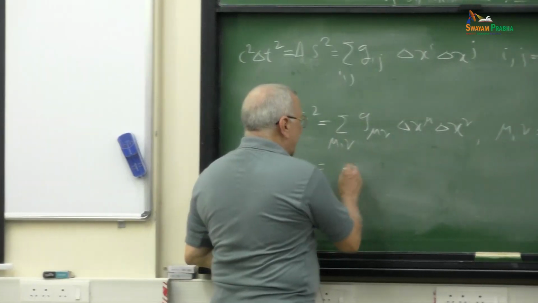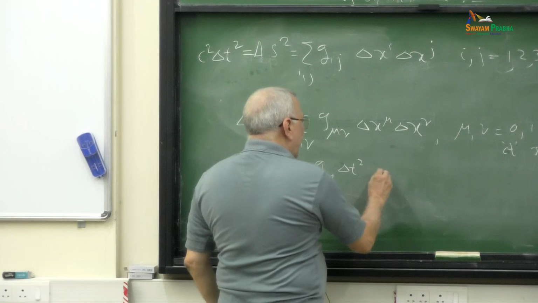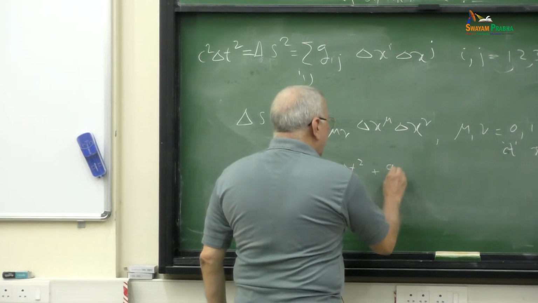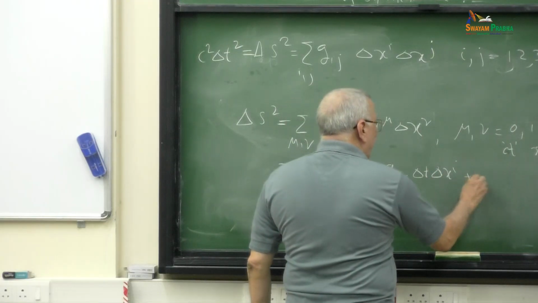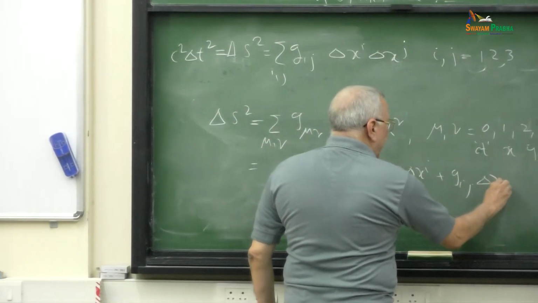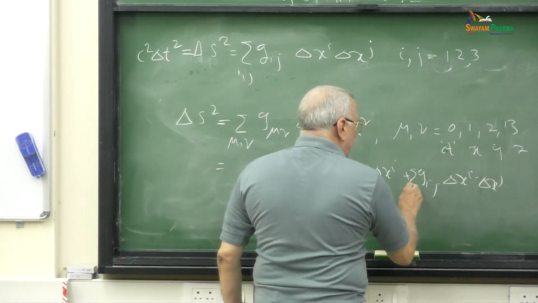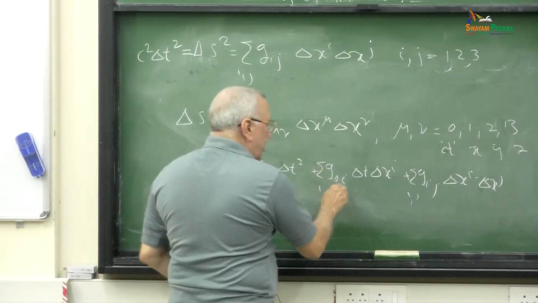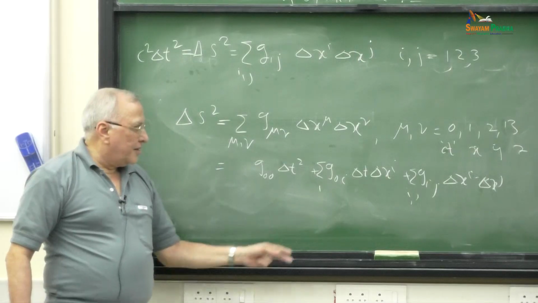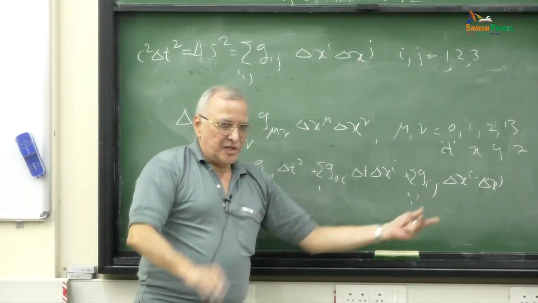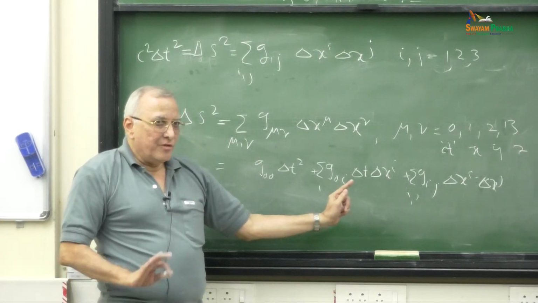So I can write it as, say, g00 delta t square plus g0i delta t delta xi plus gij delta xi delta xj, summation ij, summation i equal 1 to 3. This is 0 0, right? This is the same expression as that, right? So this part we understand how we change. This part we don't know, but by putting it on the same footing, I'm allowing for the possibility.